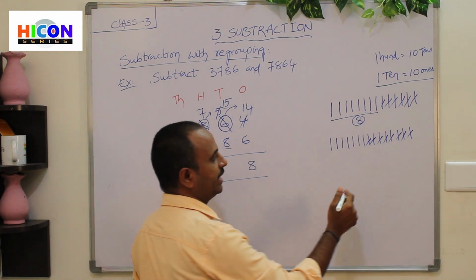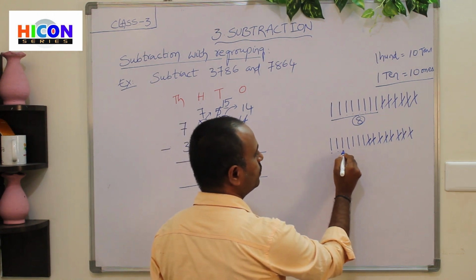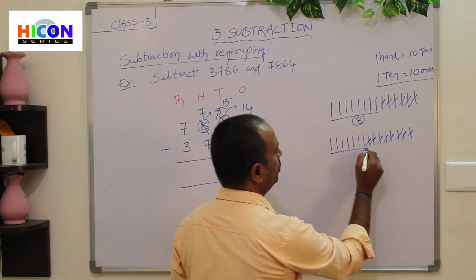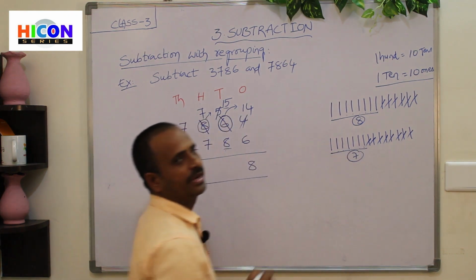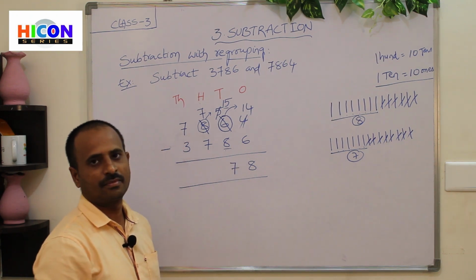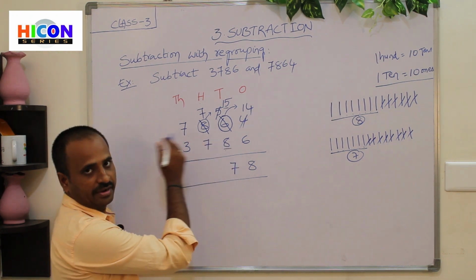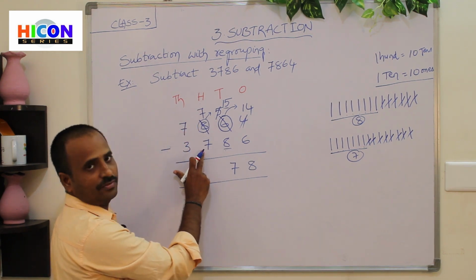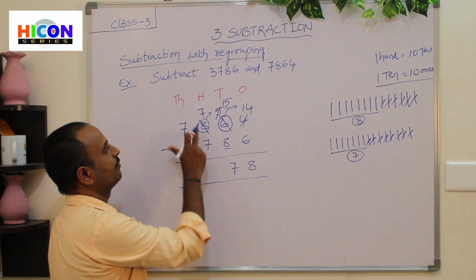So children, count the remaining lines. 1, 2, 3, 4, 5, 6, 7. So total 7 lines are remaining. So write 7 under tens place. Now go to hundreds place. What are the digits present in hundreds place? 7 and 7. So subtract 7 from 7.